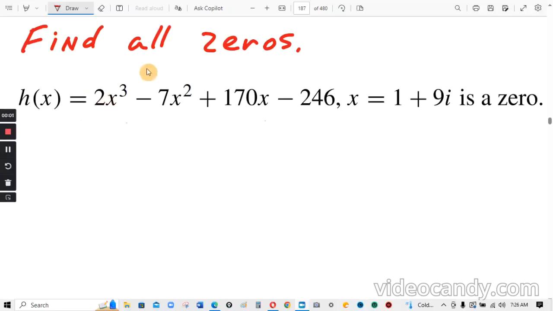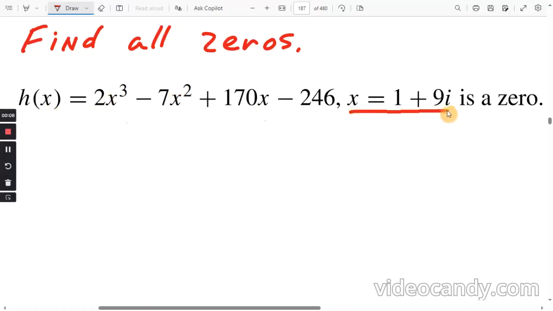All right, once again, they want us to find all the zeros of this function right here. And it's given that x equals 1 plus 9i is a zero. This is a complex number, and they always come in pairs. So the complex conjugate, you change the plus minus sign on the imaginary portion. Okay, so that's going to be 1 minus 9i, and that's also a zero. All right, so we basically have two of the zeros already.